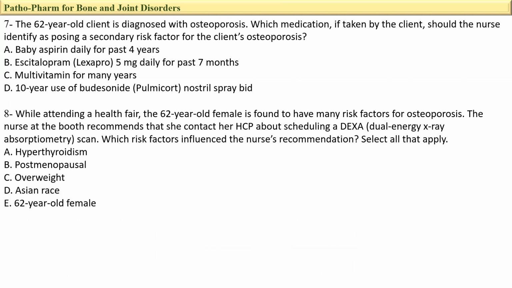Now, the answer for this question is 10-year use of budesonide or Pulmicort, which is a nasal spray drug. So the long-term use of a corticosteroid like budesonide, which is Pulmicort, should be identified as the risk factor for osteoporosis.